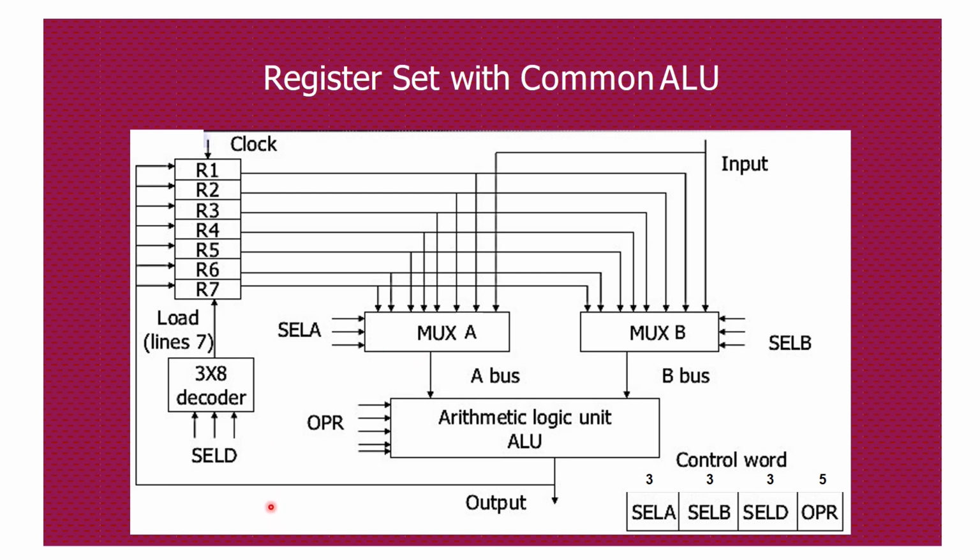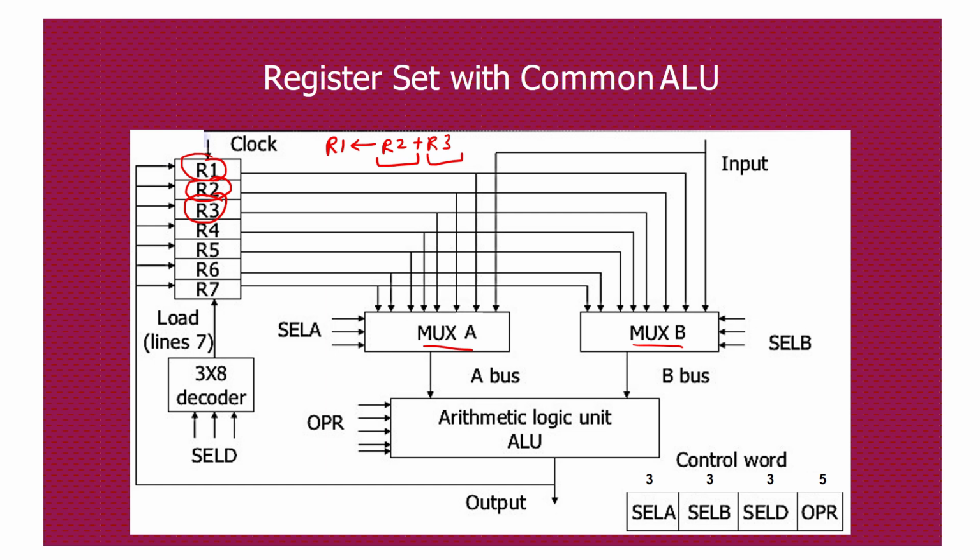See this diagram carefully. Suppose I want to add the values of R2 and R3. R2 and R3 need to be added and the result sent to R1. So R2 plus R3 should be sent to R1. How will we do it? There are multiple registers here, and all of them send their values to these mux A and mux B. I want to select R2 and R3 only. How will I do it?